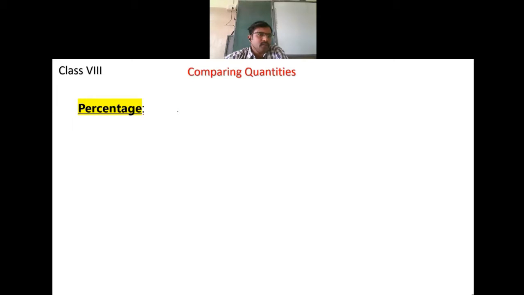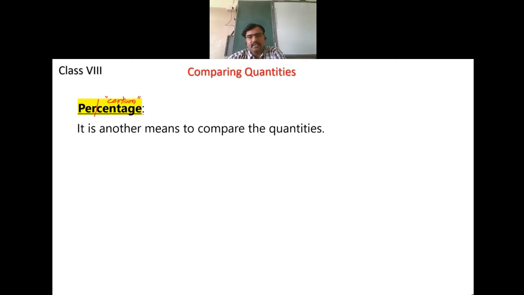The number of marks obtained by the total number of marks into 100. Comparing with respect to 100. This percentage is taken from the word centum, which refers to 100. So for 100, we calculate each time.